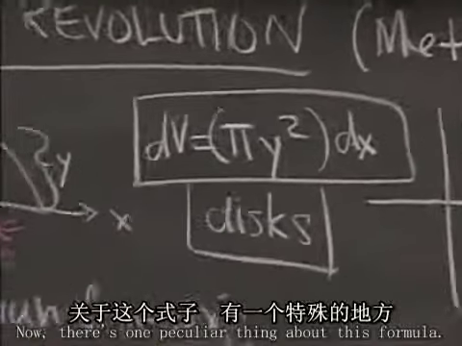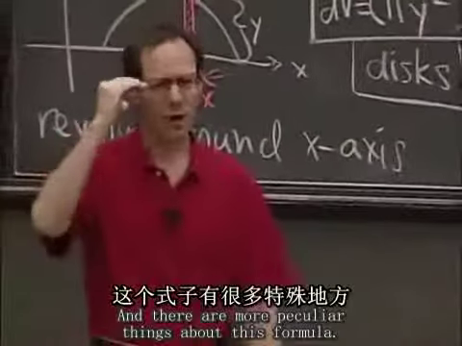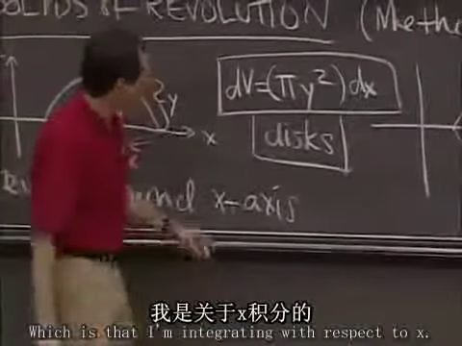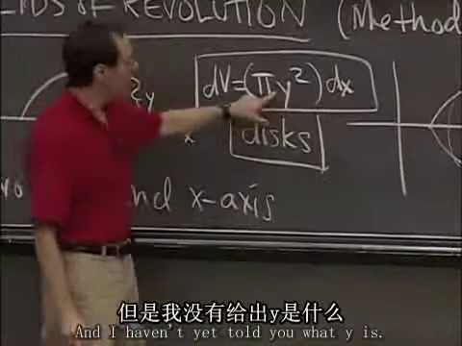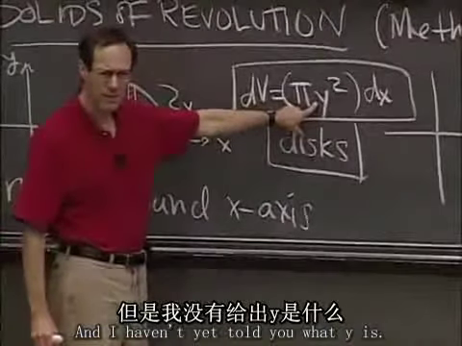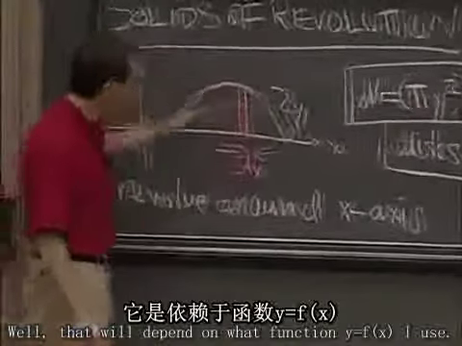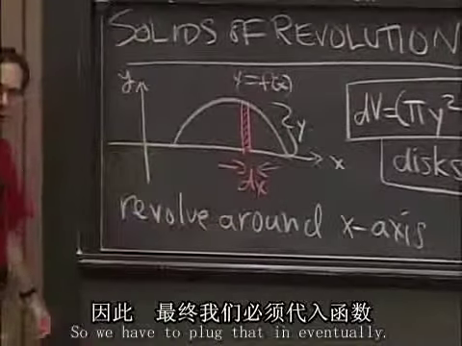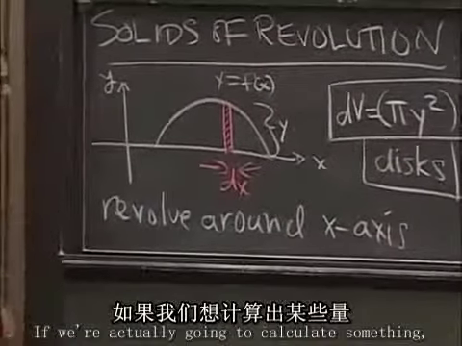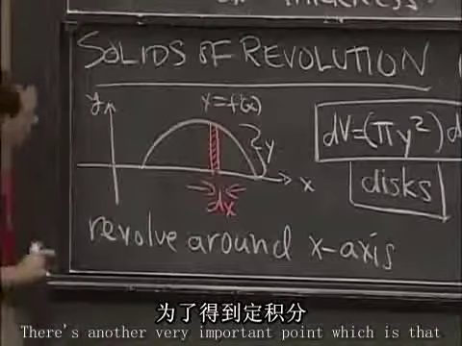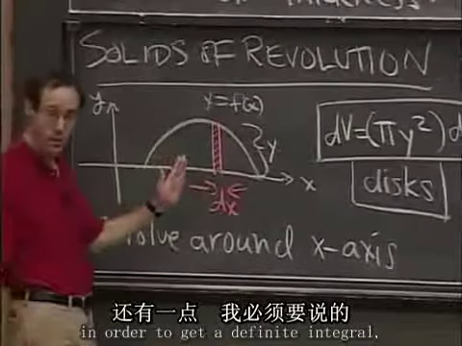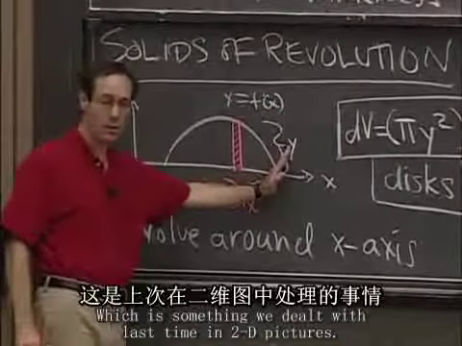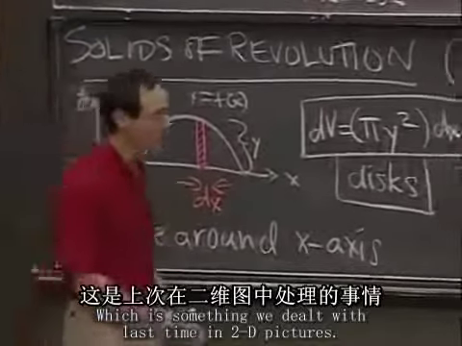Now there's one peculiar thing about this formula, and there are more peculiar things about this formula, but there's one peculiar thing that you should notice immediately, which is that I'm integrating with respect to x, and I haven't yet told you what y is. Well, that will depend on what function y equals f of x I use. So we have to plug that in eventually. If we're actually going to calculate something, we're going to have to figure that out. There's another very important point, which is that in order to get a definite integral, something I haven't mentioned, we're going to have to figure out where we're starting and where we're ending the picture, which is something we dealt with last time in 2D pictures.